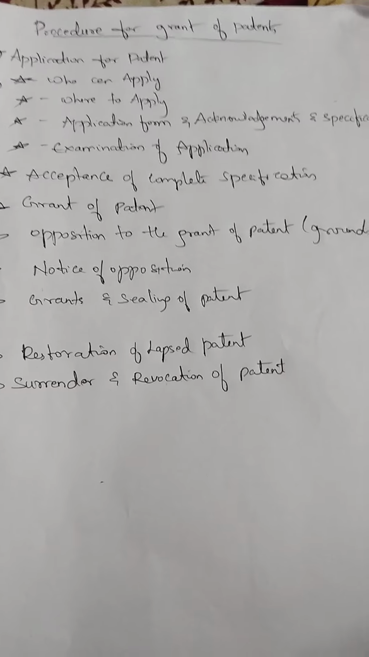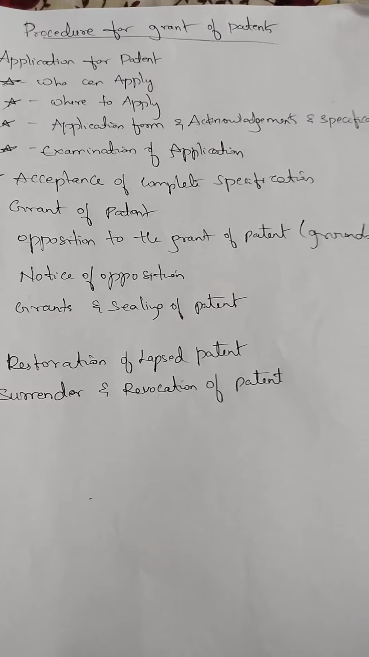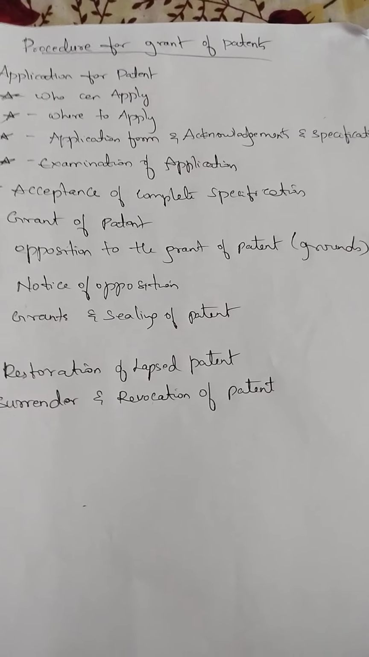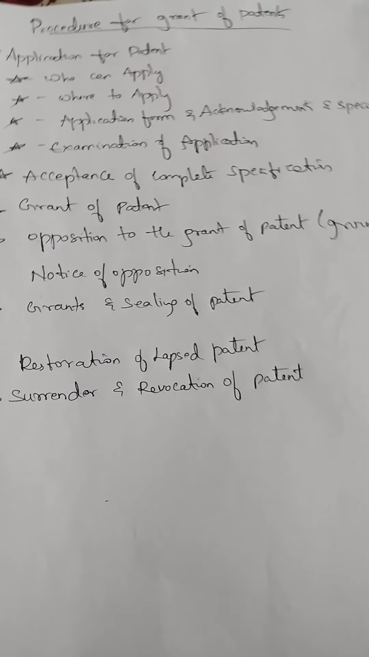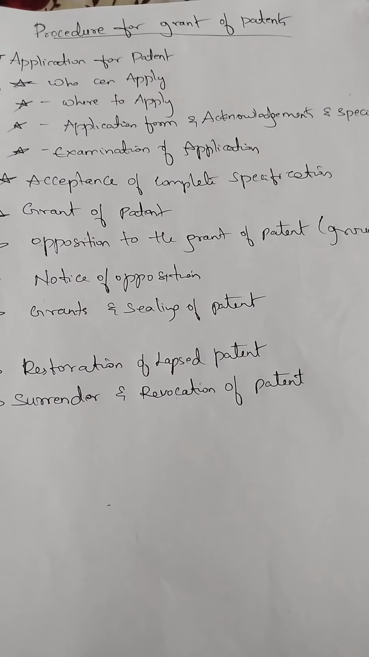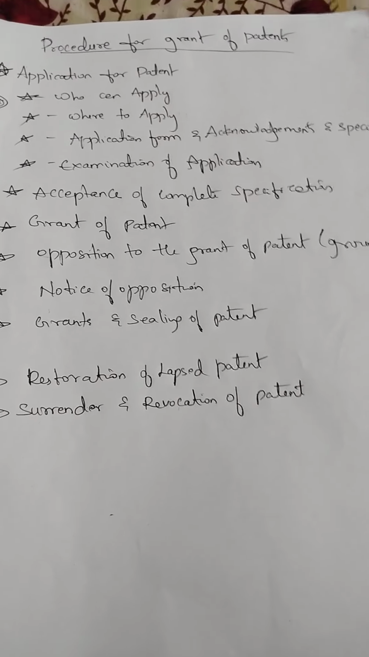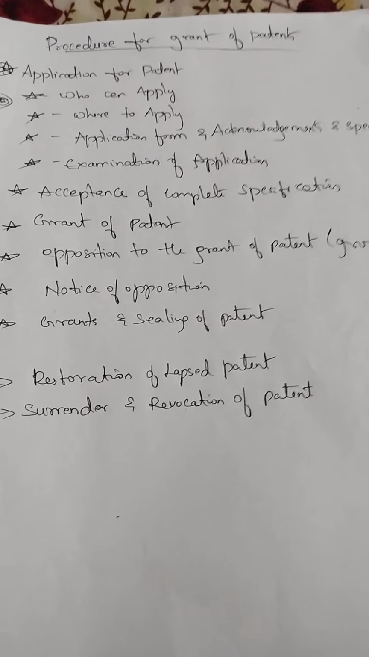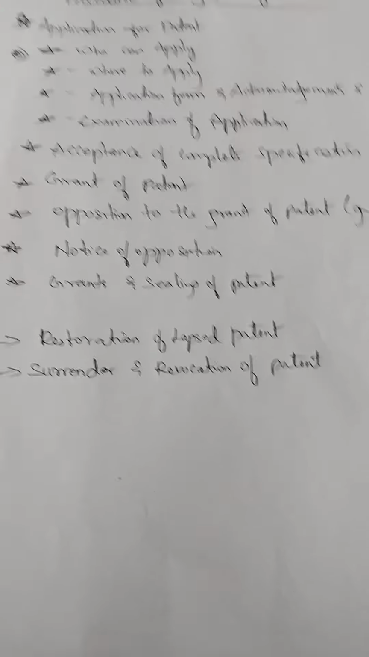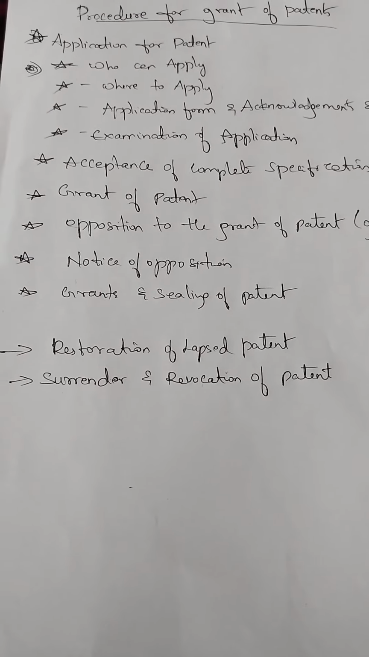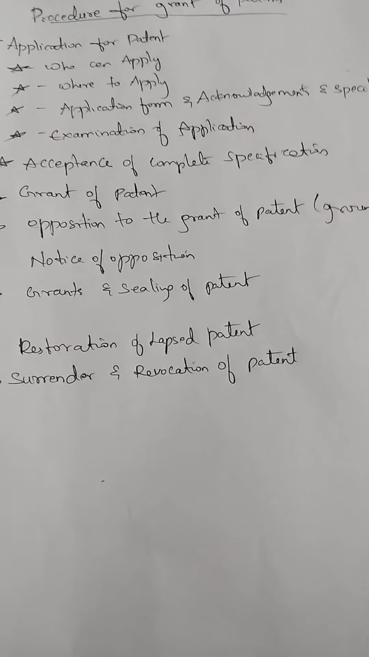Then now talking about the application form. This application form has to be done for one invention only. That means every application should be made only for one particular invention. So if a person has made more than one invention, then obviously each invention should be applied in an individual application form. Alright, so now every application should be accompanied by provisional and complete specification.